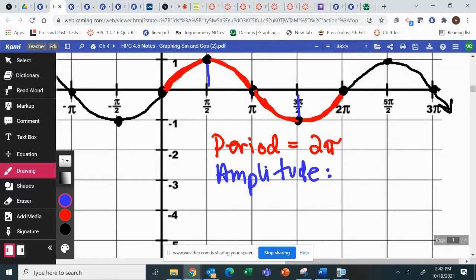Do you guys know what the answer is? What is the answer for this amplitude, this particular one? 1, yeah. Now, what would change that would be a vertical stretch or a shrink. That could make it taller or less tall. It would be like stretching it vertically.